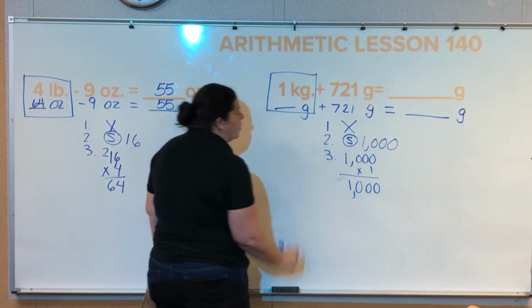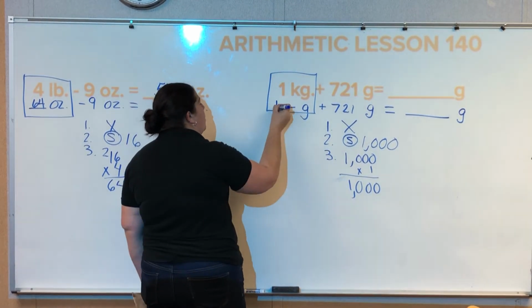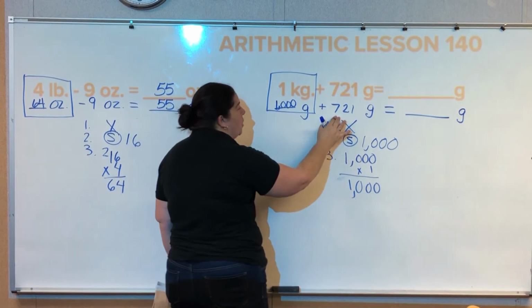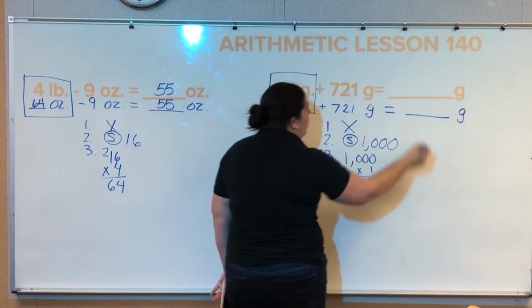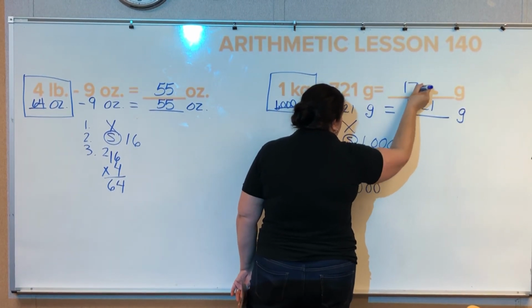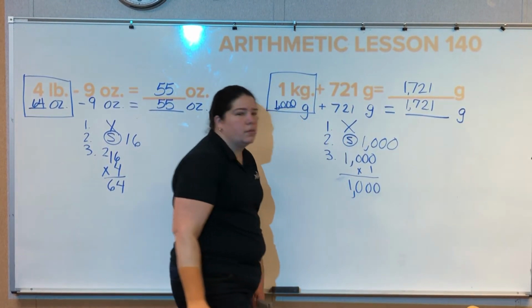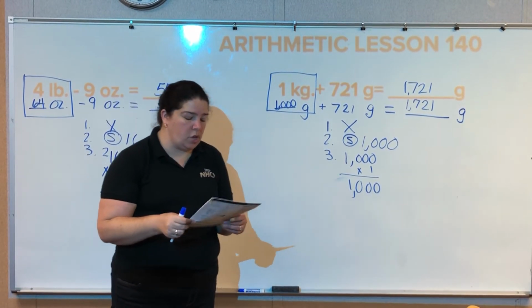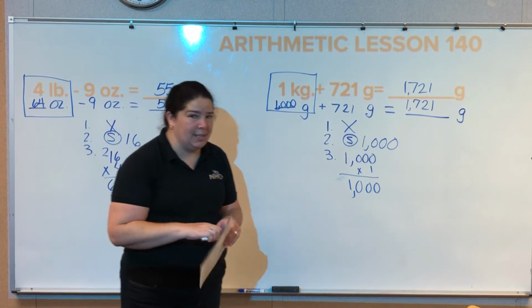Okay? 1,000. We write our 1,000 in the box. We add it to our 721, super easy. 1,721 is your answer. Very good. Now we're going to go over to your worksheet and talk a little bit about money.